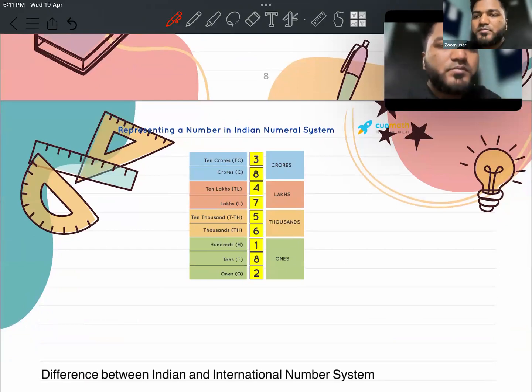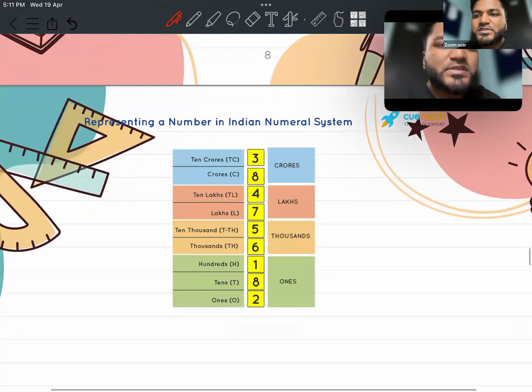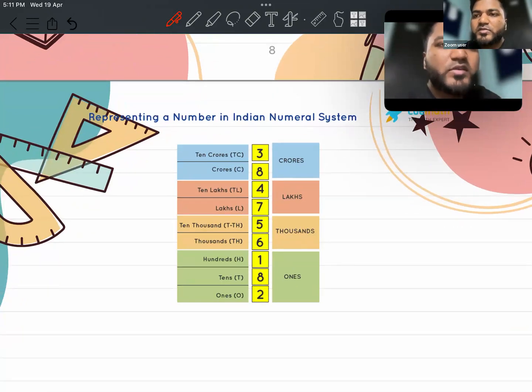Okay. So we just discussed how to represent a number in the numeral system, like ones, thousands, lakhs, and crores.